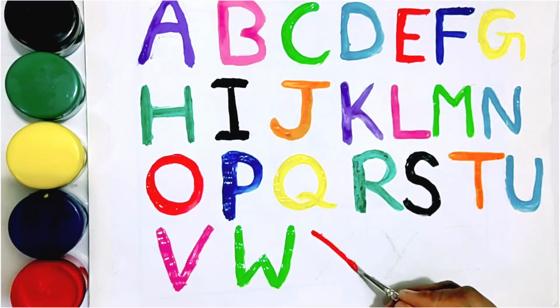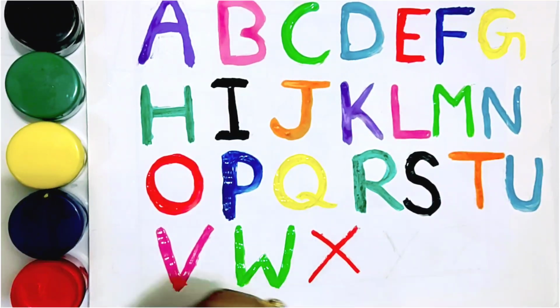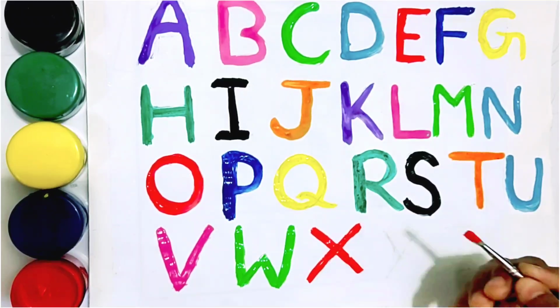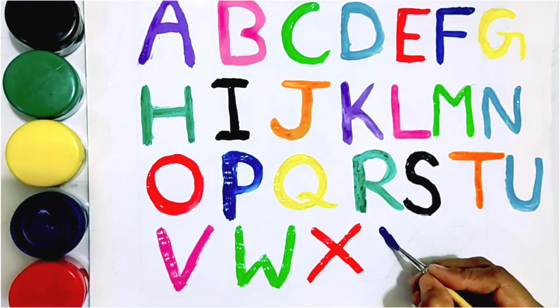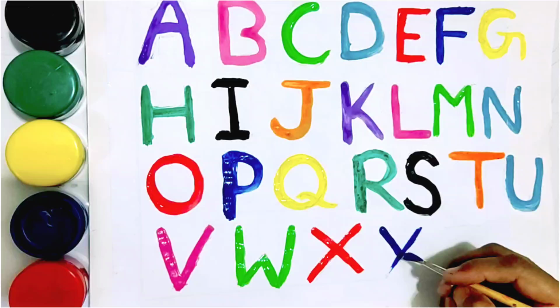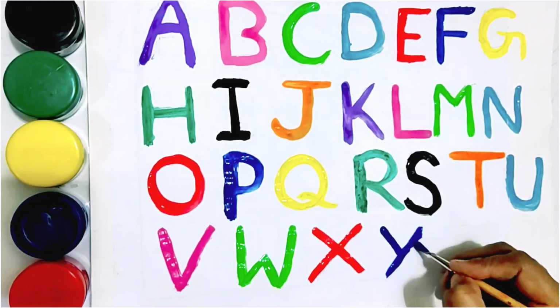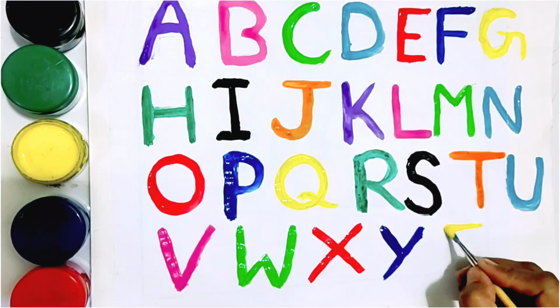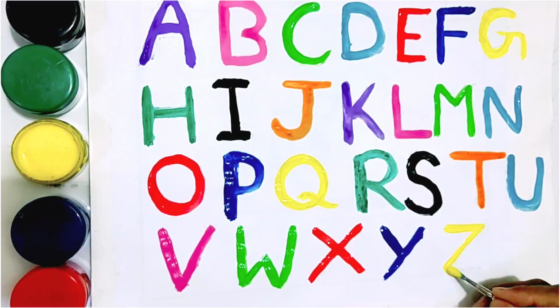X. Red color. X for Xmas tree. Y. Dark blue color. Y for yacht. Z. Yellow color. Z for zebra.